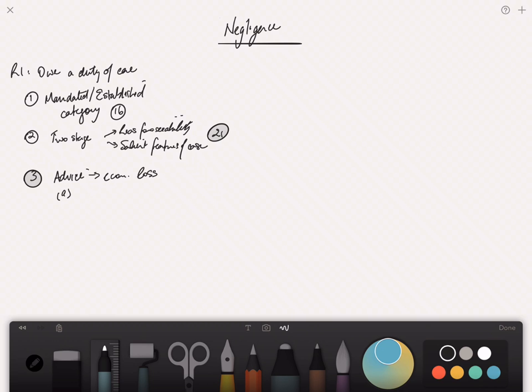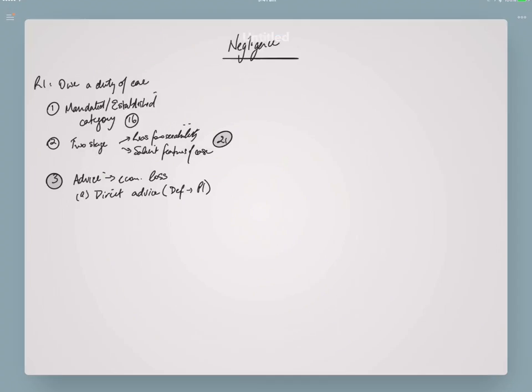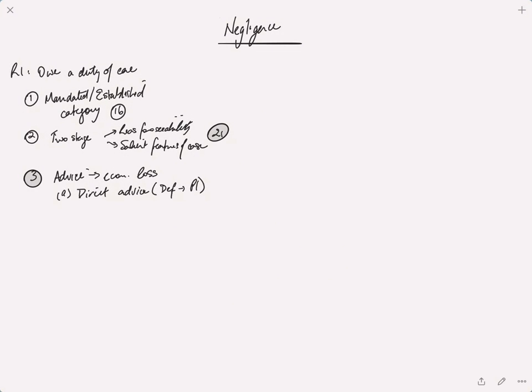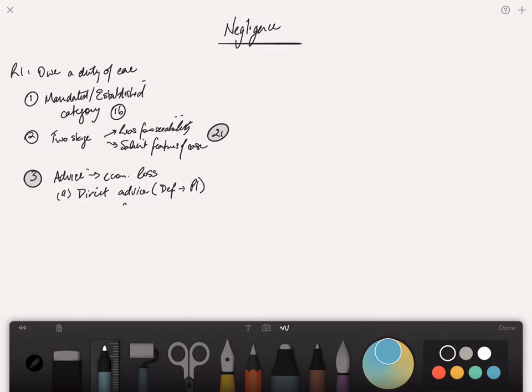The first way that this occurs is via direct advice. So by direct advice, we mean that the defendant gave advice directly to the plaintiff. And we have that particular test set out on slide 28. Okay. And that comes from the particular case of Hedley Byrne v Heller.